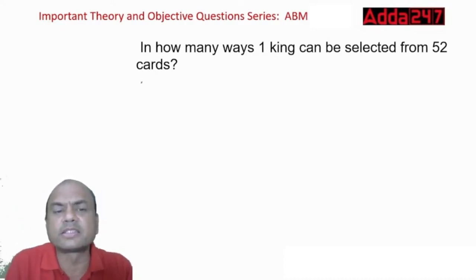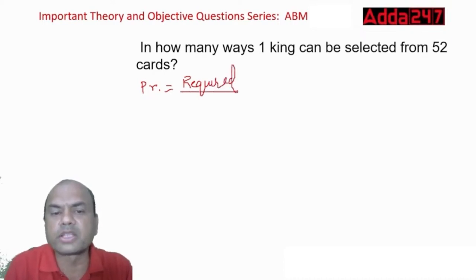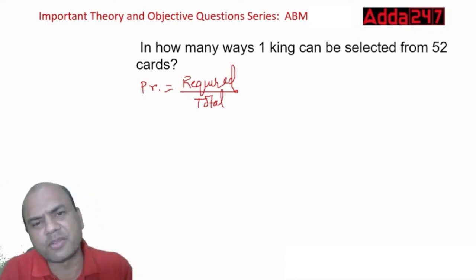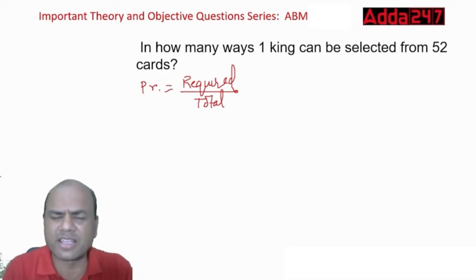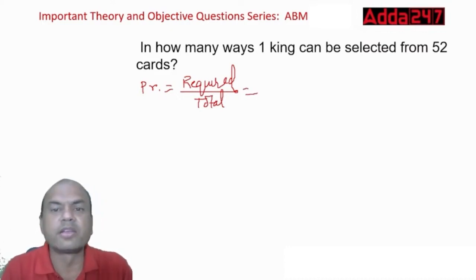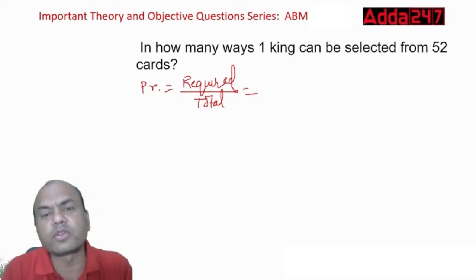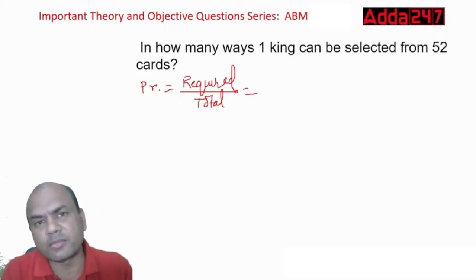Okay, I'll write it simple now. Probability equals required upon total, not even the success. Keep it a very simple formula. In books they have given this as success upon sample space and all this. Keep it simple. What is required? One king. So how many kings are there in a pack of 52 cards? Four. So out of those four, any king can come, isn't it?